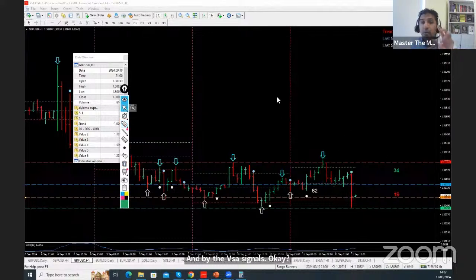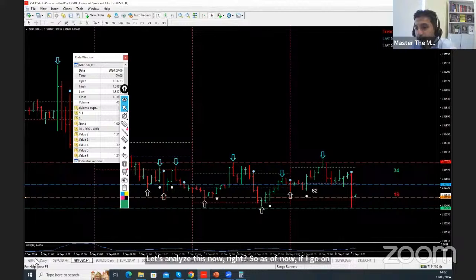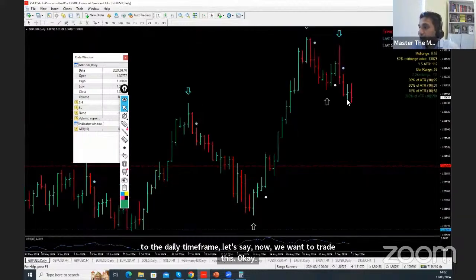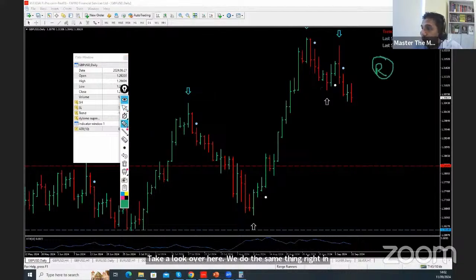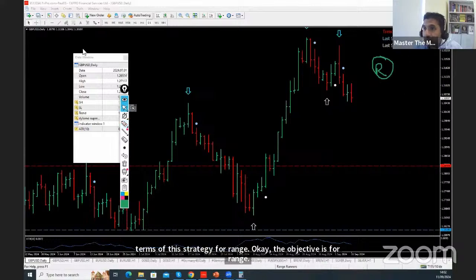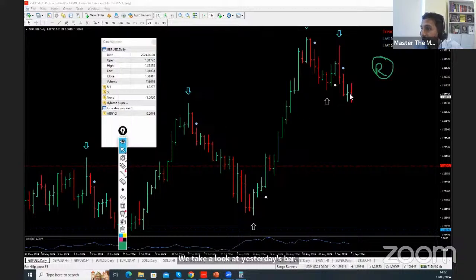But let's say some of you were conservative and thought, okay, let me trade this after the news comes out. Let's analyze this now, right? As of now, if I go on to the daily time frame, let's say now we want to trade this. Okay, now we take a look over here. We do the same thing, right? In terms of this strategy for range capture, okay? The objective is for range capture. We take a look at yesterday's bar, and then let's take a look now.